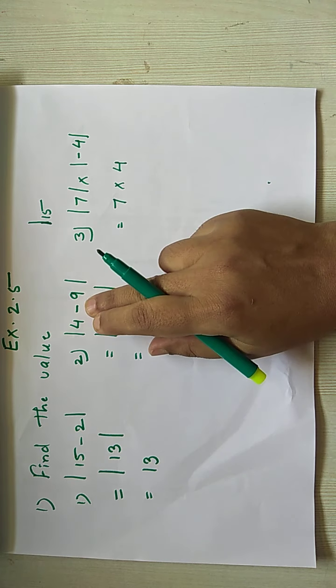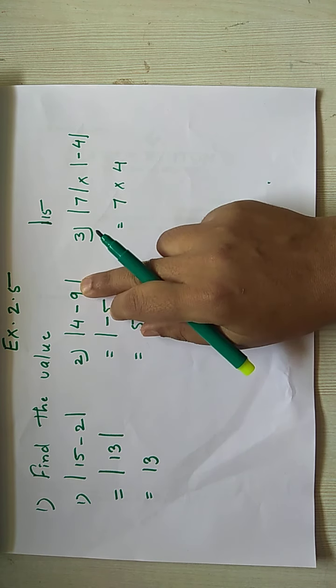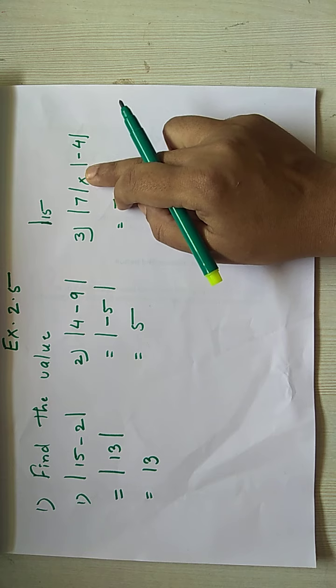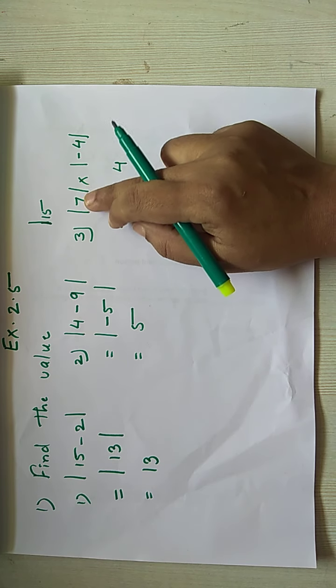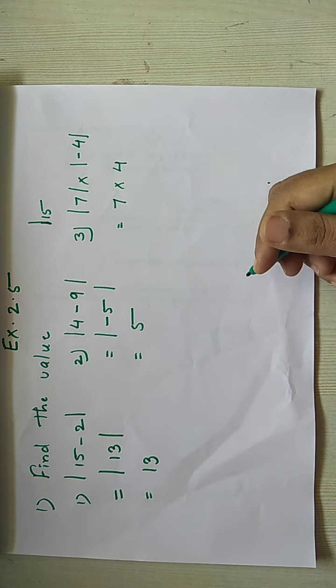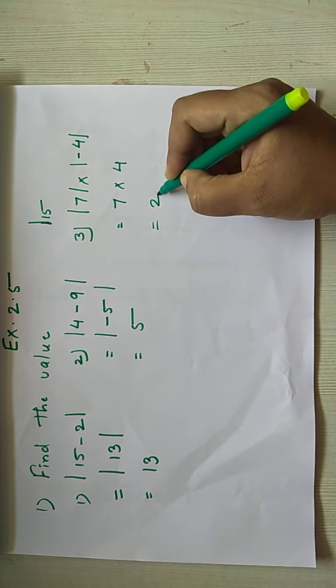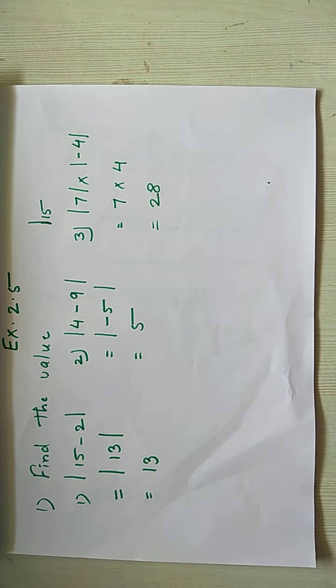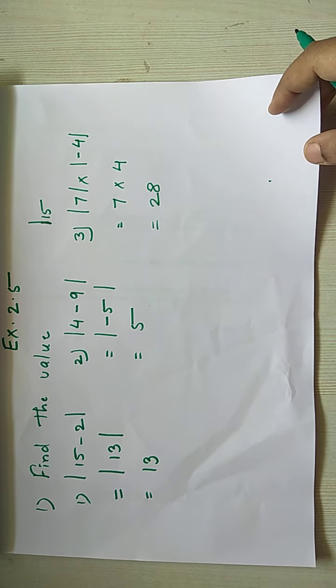Remember, children, in the previous sum the working was inside the modulus. Here the working is outside the modulus. So first you need to write modulus of 7, then modulus of minus 4, and then you need to multiply them. So the answer is 28. These are all basically 1 mark sums where you have to just calculate the modulus.